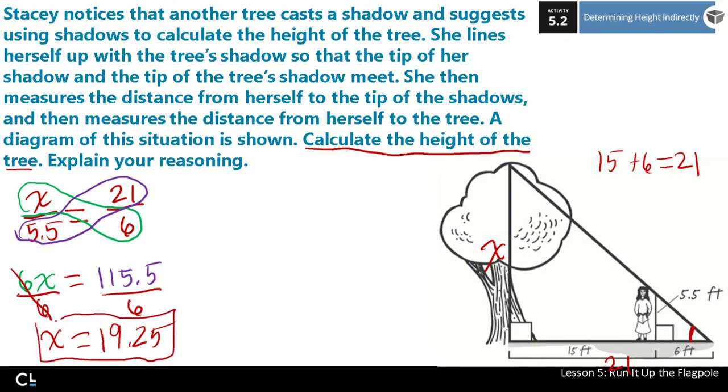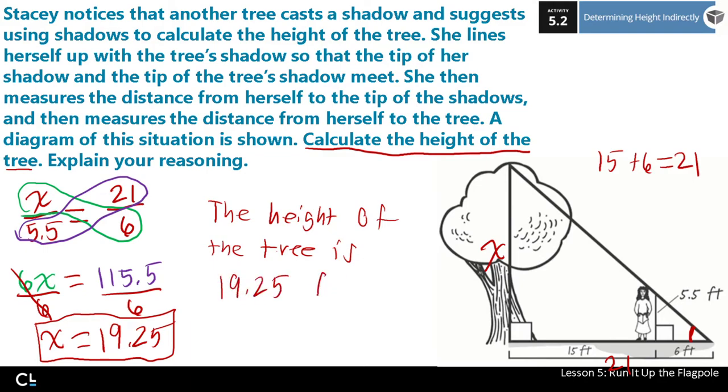So we could box this off, but let's write out the answer. The height of the tree is 19.25 feet. Period. There we go. Wrote out an answer. Once again, use similar triangles to solve a word problem. This is something you can actually do in real life, right? If there's a shadow of a tree with your shadow, you can technically do this and figure out these problems.